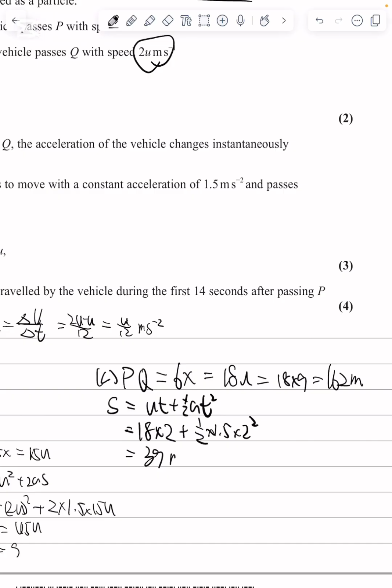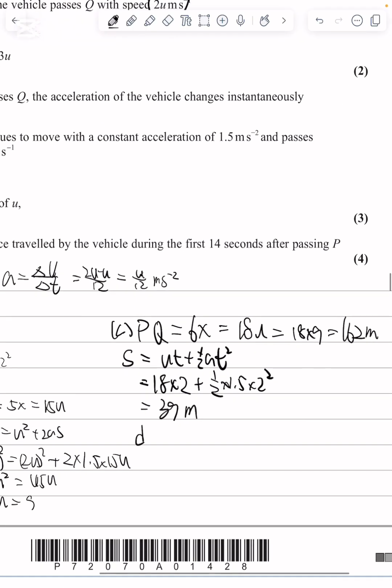This is 39. So the entire distance is PQ plus S. So that is 162 plus 39. That's 201 meters. Yeah.